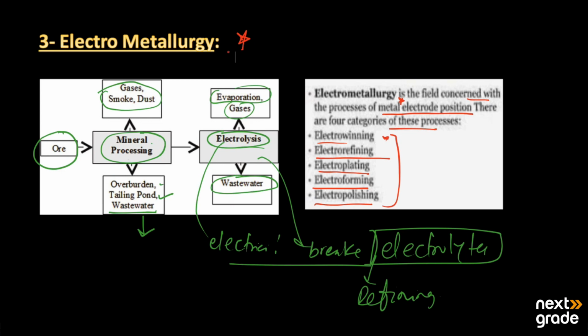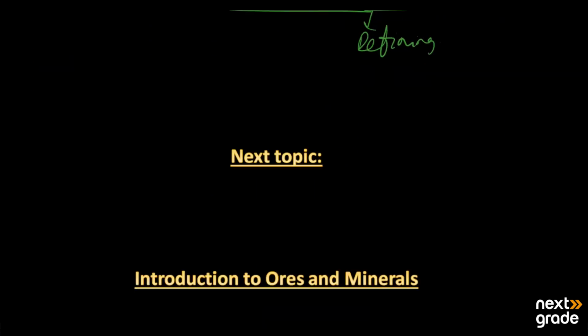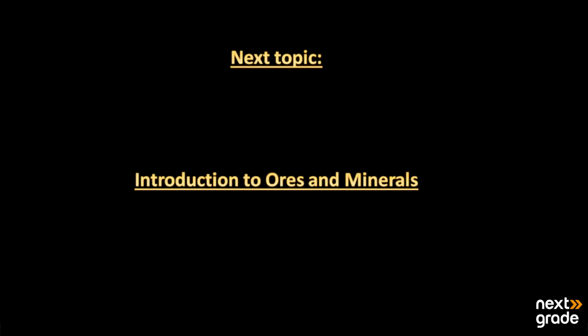So this was all about today's lecture, that is, what is meant by metallurgy. In this, the metals are extracted from their ores, and we have learned its three methods: electrometallurgy, hydrometallurgy, and pyrometallurgy. The next topic that we will discuss is the introduction to ores and minerals.